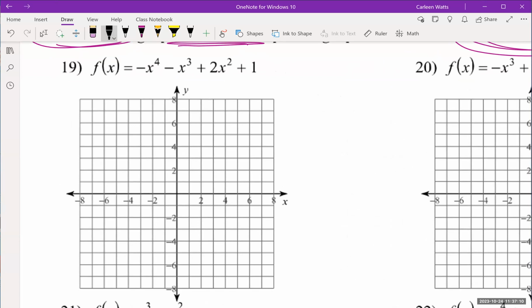Sketch. So x to the fourth looks like this. But this is negative x to the fourth. So it's going to look like this. That is a sketch based on end behavior. That is not a graph. I did not plug it into Desmos. I am using the graphing calculator in my mind and the table. And when you come to take the test, I give you, here's the table.